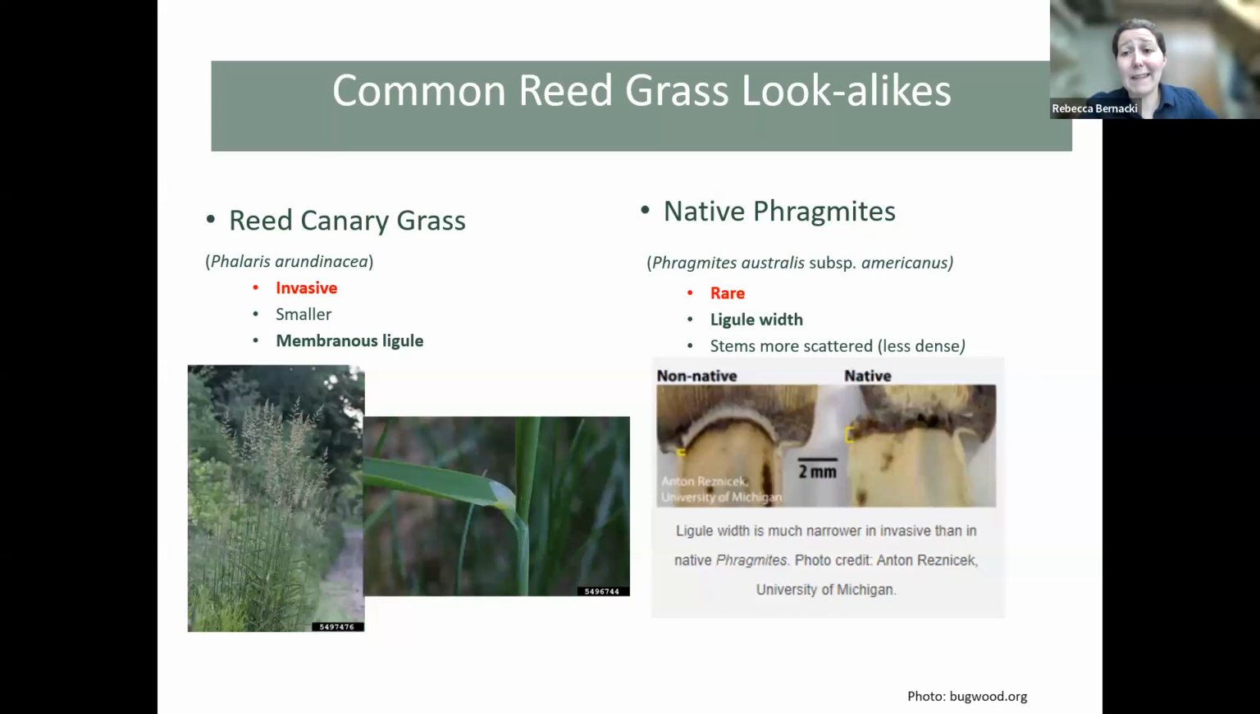We do also have a native Phragmites. However, that species is pretty rare, so it'd be unlikely that you'd see it, but it can happen. One way to tell is it doesn't form those dense monocultures, so stems of this plant are going to be less scattered in distribution. The other way you can tell is by looking at that ligule. So the non-native or invasive Phragmites you can see in this picture has a very faint or thin black line at the ligule. It looks like you drew it with a pencil. However, on the native Phragmites, it looks like someone took a Sharpie and drew that line.